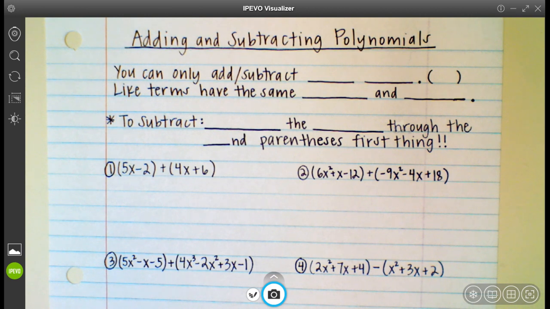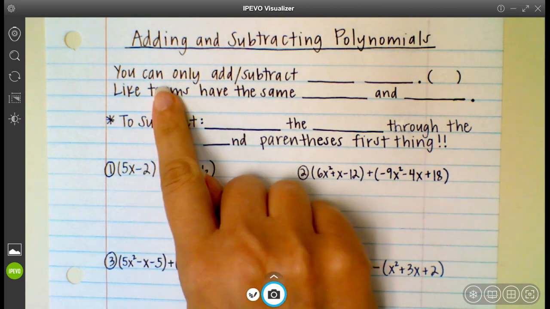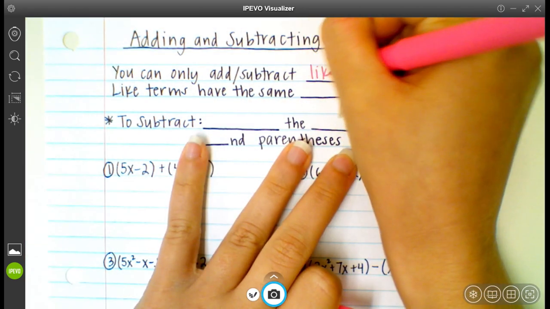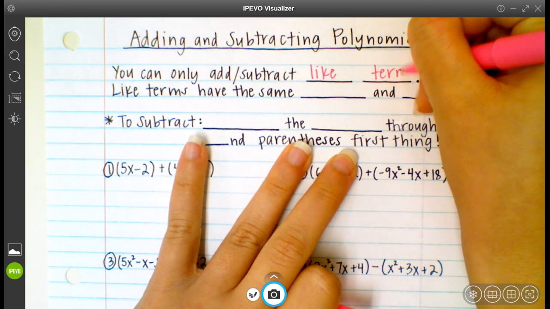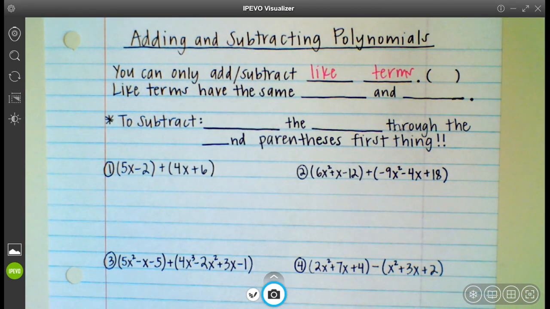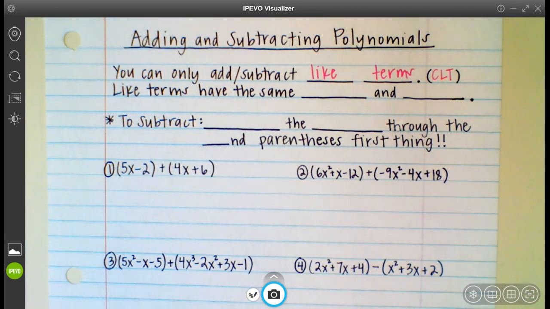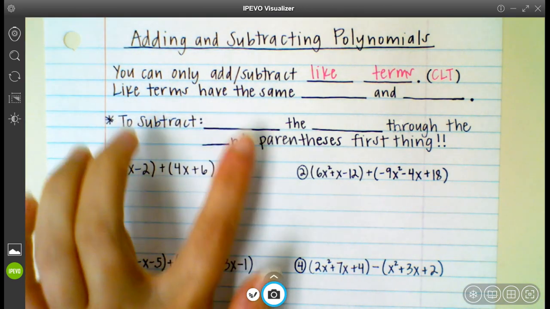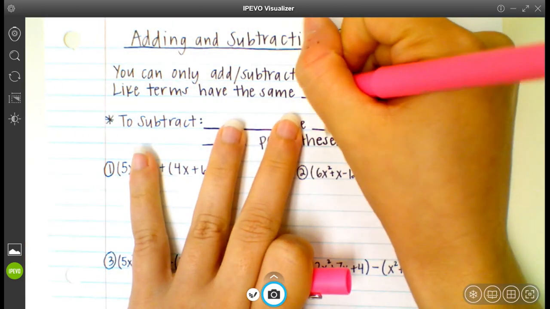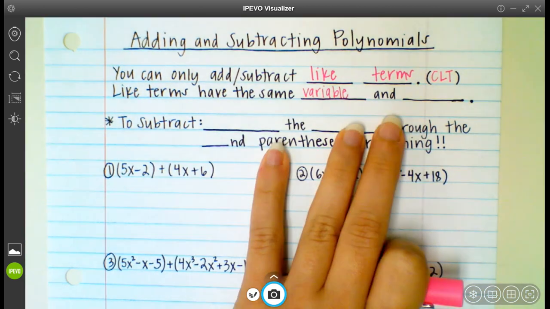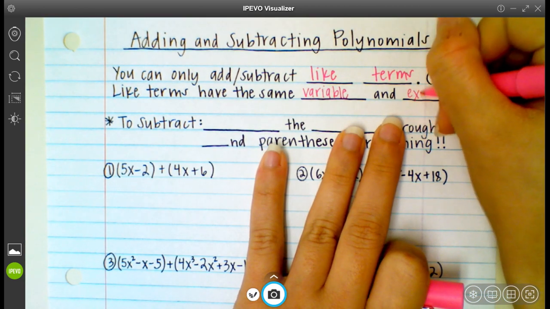And let's keep rolling. So to add and subtract polynomials, you can only add and subtract if you have like terms. Now, in our last unit, we used combine like terms, so we'll call this also CLT. It's the same thing. We are combining like objects together. So like terms have the same variable or letter, if you will, and the same exponent or power.